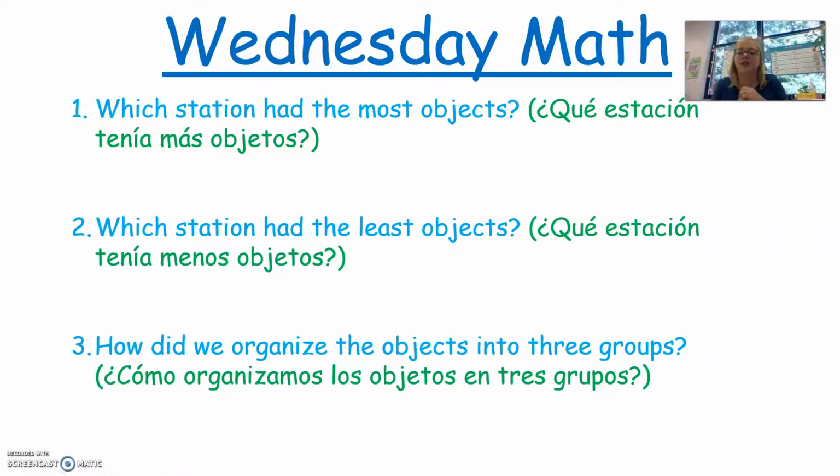Okay. The next one is, which station had the most objects? So write me the station that had the most objects. Next one is, what station had the least amount of objects? And then number 3 on this slide is, how did we organize the objects into 3 groups? So how do we organize our graph? Okay, we organized it 0 to 49, 50 to 99, and 100 or more.